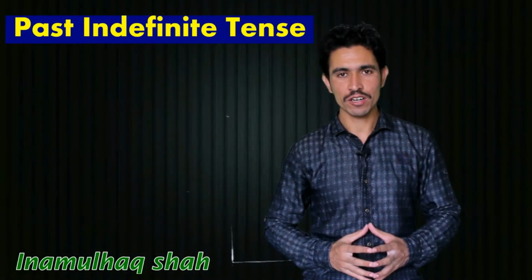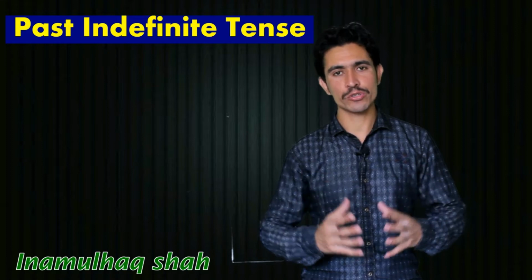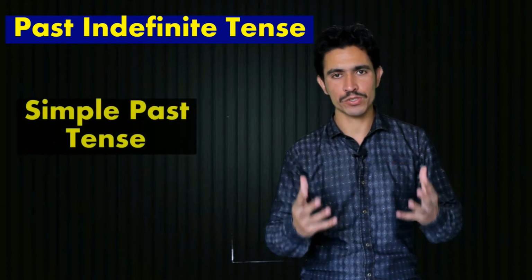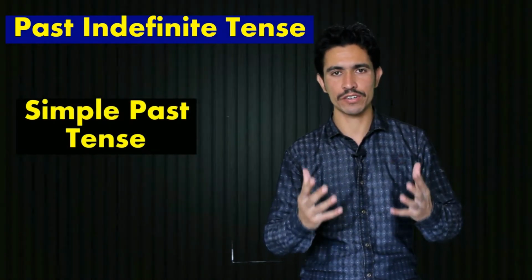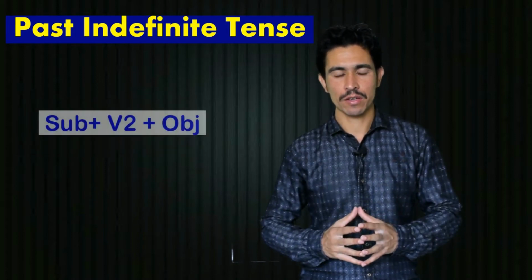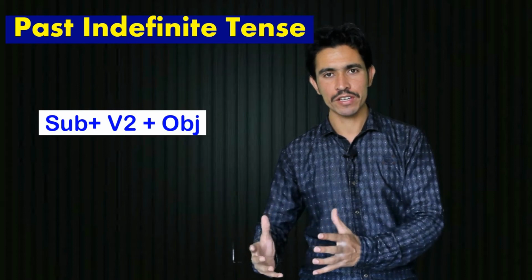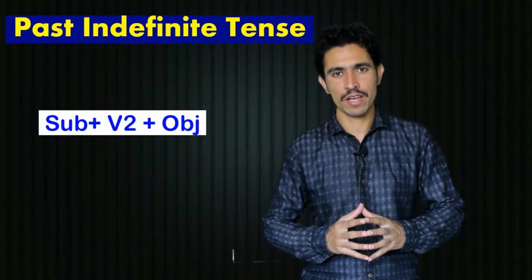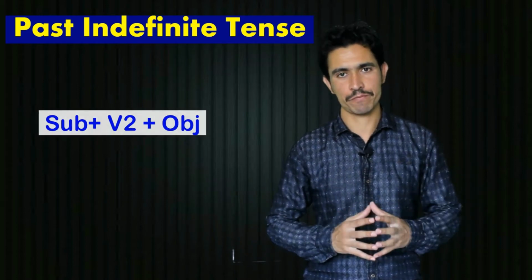I'm Inamulhaq Shah. Today we are going to discuss simple past tense or past indefinite tense. We make this tense by using subject, then second form of the verb and then object.